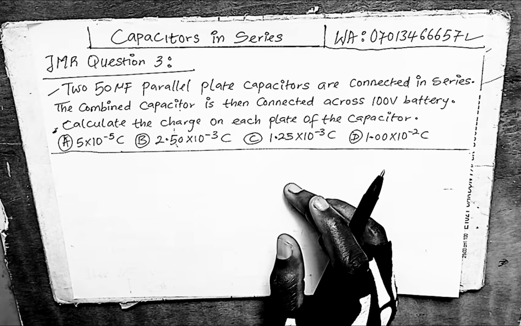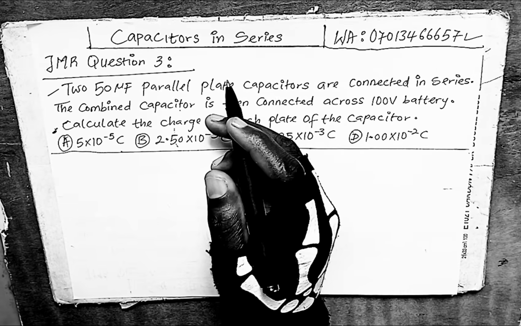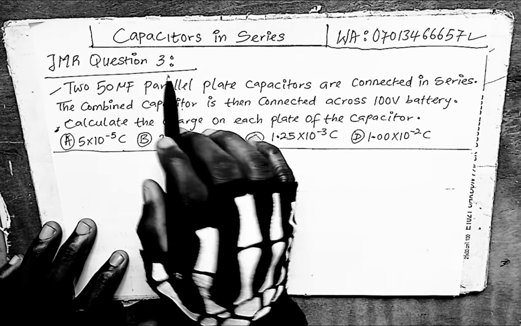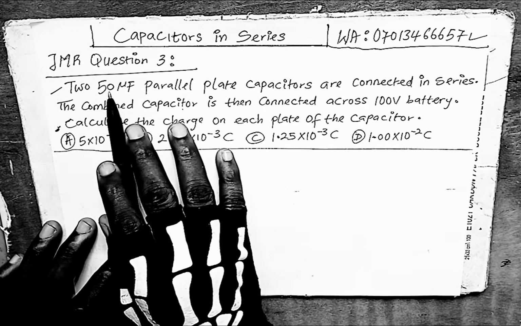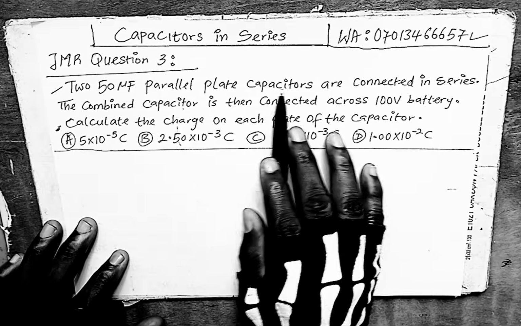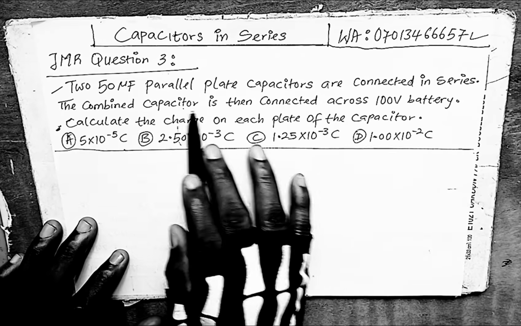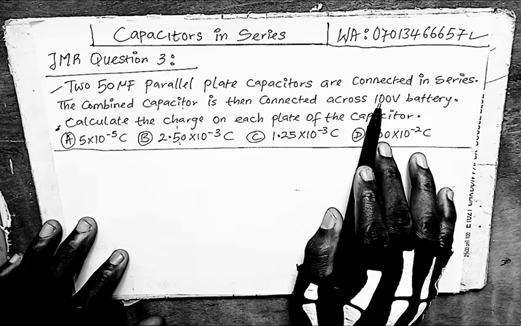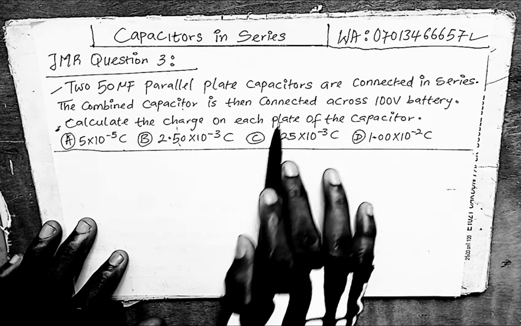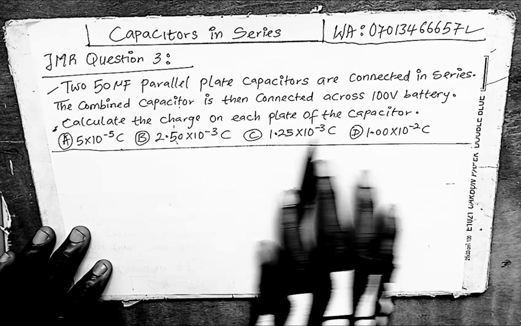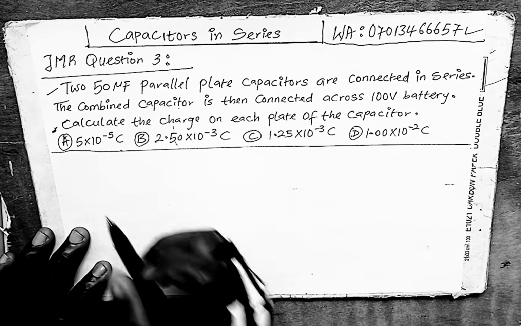All right, so capacitors in series. How do we solve capacitors in series? Let's look at the question we have in front of us. JAMB repeat question 3. The question reads: two 50 nanofarad parallel plate capacitors are connected in series. The combined capacitor is then connected across a 100-volt battery. Calculate the charge on each plate of the capacitor. All options are in standard form and represented in coulomb.